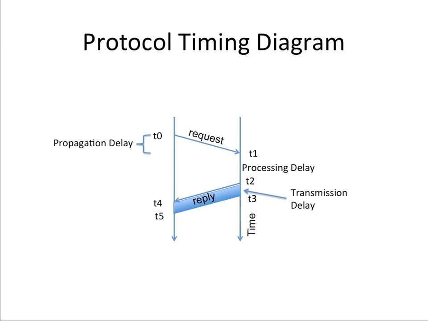So let's say we have a channel that's 128 kilobits per second. How long does it take to transmit 128 kilobits? 1 second, right? So that's the transmission delay. It has to do with the capacity of the channel. In this scenario, it's T3 minus T2. And finally, the reply is received at node 1. Starting at time T4, the complete reply is received at time T5.